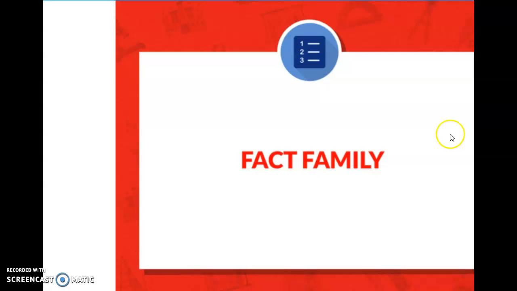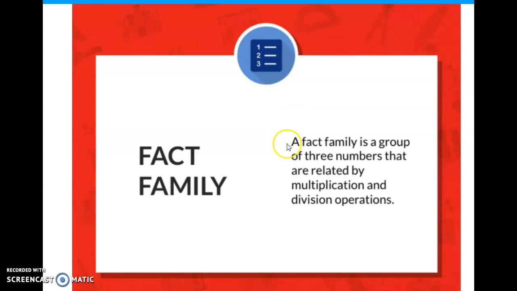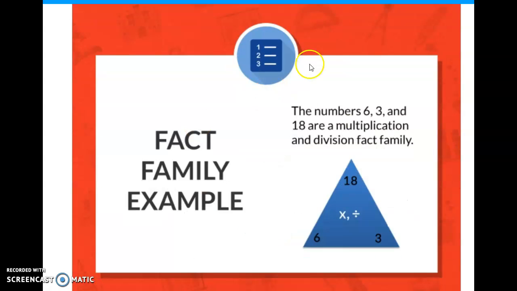All right. A fact family. A fact family is a group of three numbers that are related by multiplication and division operations. You can also have fact families in addition and subtraction, but we're just going to be focusing on multiplication and division fact families today. So a fact family example. The numbers 6, 3, and 18 are multiplication and division fact families.